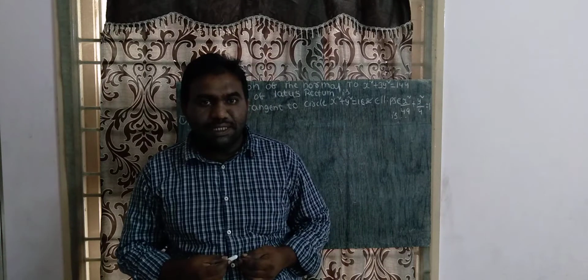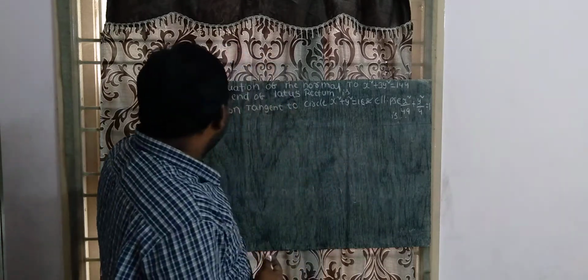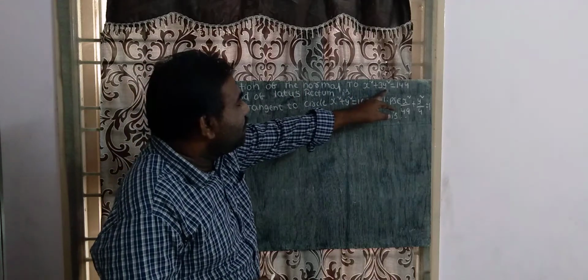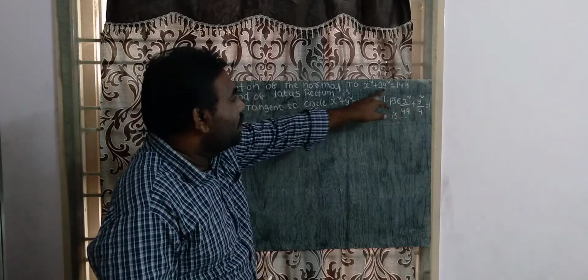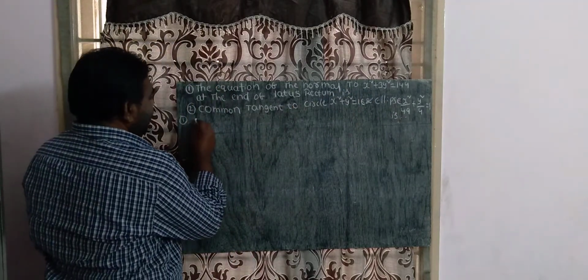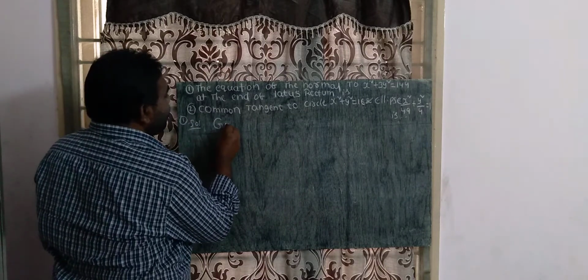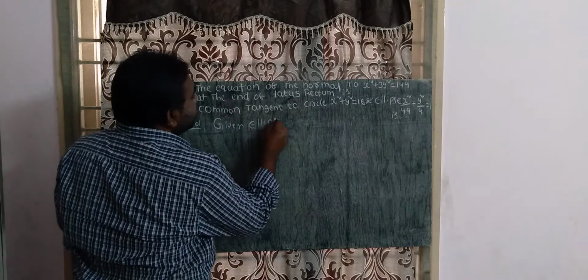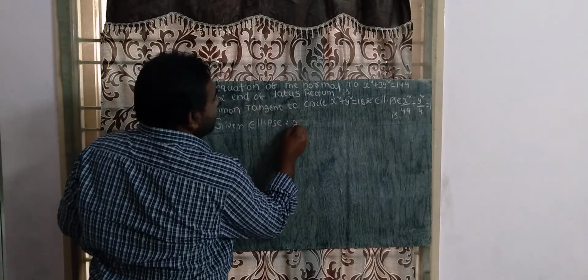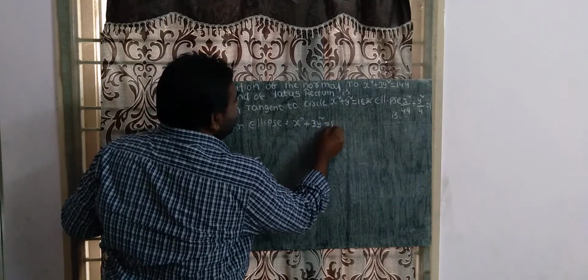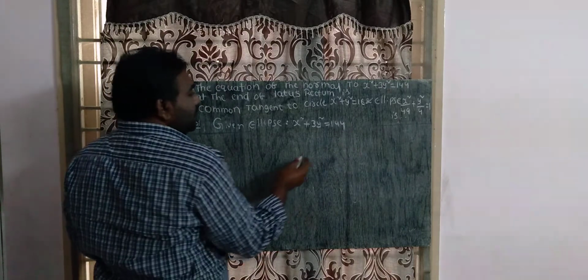Okay, I explain the sums. Here, find the equation of the normal to x square plus 3y square is equal to 144. This is the given ellipse. First of all, I take the given ellipse, that is x square plus 3y square is equal to 144.